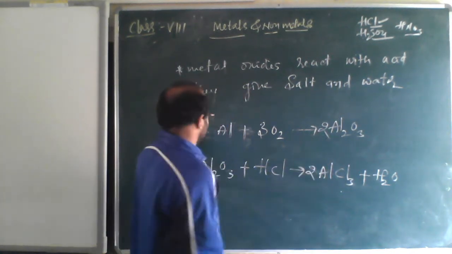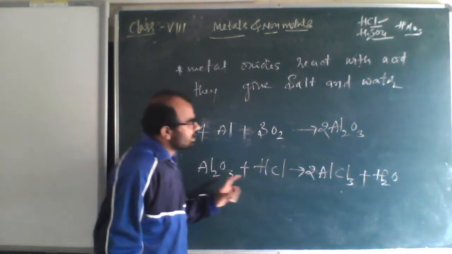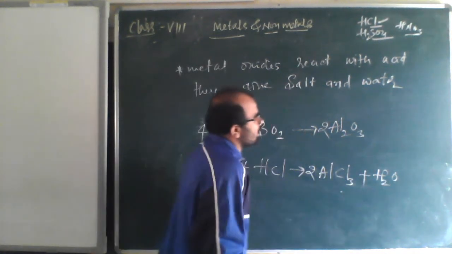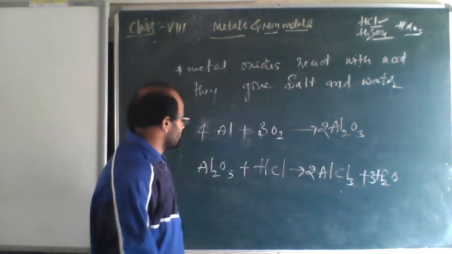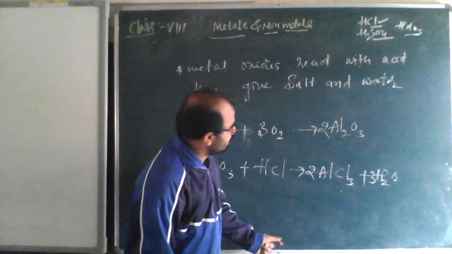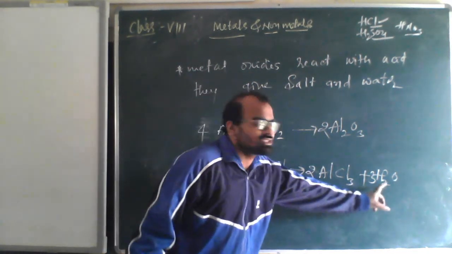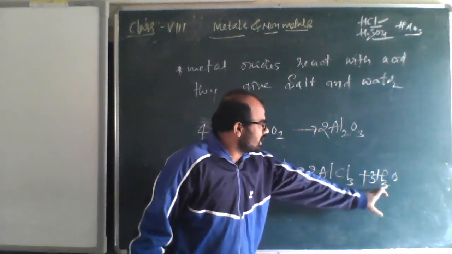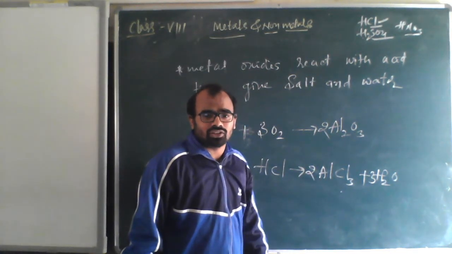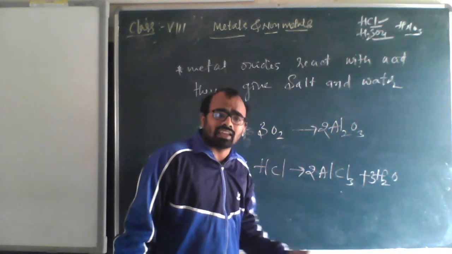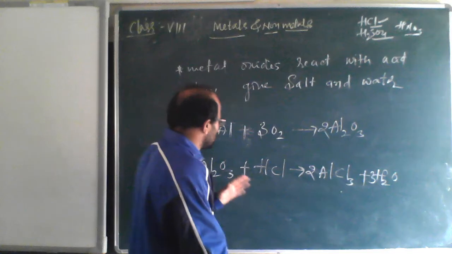Now check, there are two Al on one side and only one Al here, so I will make it 2 here. 2 Al, 2 Al. O is 3, but O is only 1 here, so I will make it 3. Now if you look, on this side there is only 1 H, but here there are 6 H. So 3 times gives 6 H. This is called balancing of a chemical equation. You will learn this completely in 10th. For now, you should remember at least how to do it.